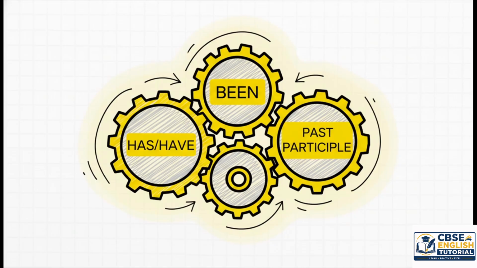But if you only remember one thing from our whole chat today, please let it be this. This right here is the heart and soul of the present perfect passive. Has or have plus been plus the past participle. If you can lock that little chunk into your brain, you can build any of these sentences, no problem.